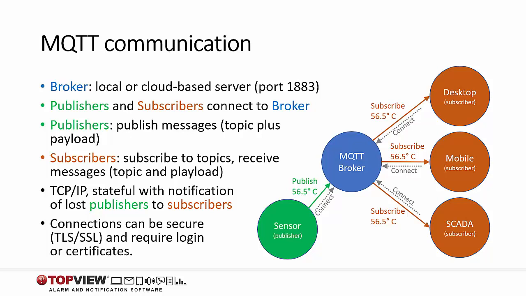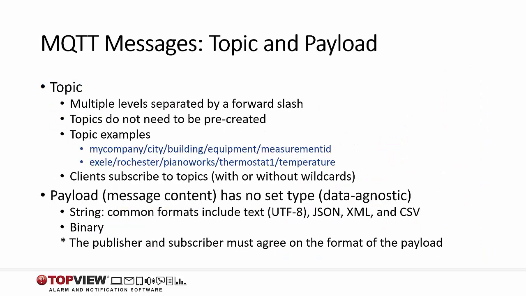MQTT is based on TCP/IP and allows various connection options for the publishers and subscribers, from purely open, unsecured connections to encrypted and secure connections. Let's look at the message details, the MQTT topic and payload. The topic is a string that contains multiple levels separated by a slash and typically contains information that identifies the sender of the message and what the message contains. For sensor data, the topic may include a sensor ID, the name of the sensor's owner, or the location of the sensor. Since clients subscribe to topics, clients must be aware of the format and details of the topics for the messages they would like to receive.